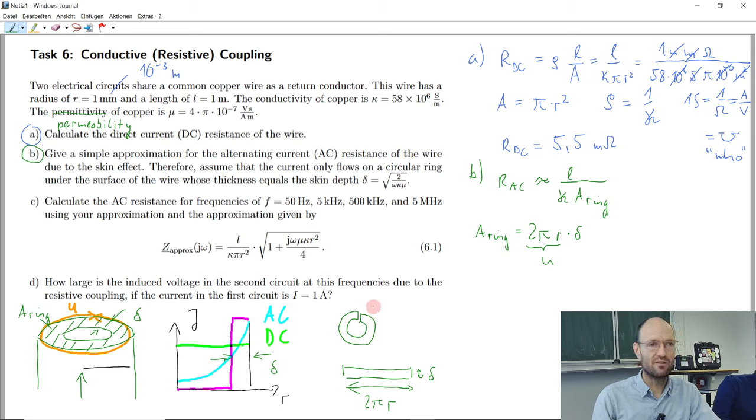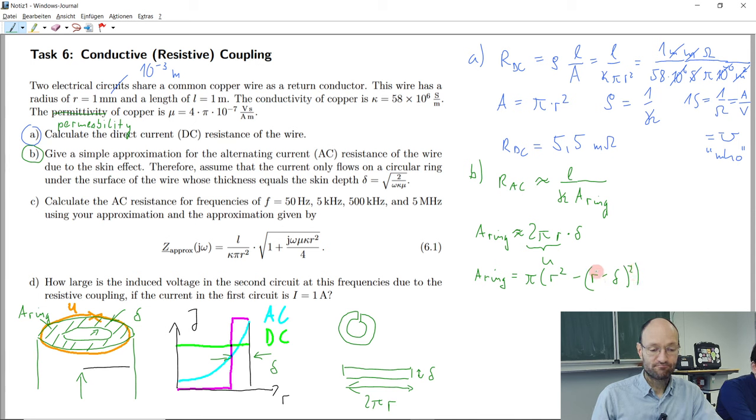Are there any other ideas how to calculate the area of this ring? Yeah, we could say the full, large circle minus the small circle. And we could also say the area of the ring, more exactly, would be pi times the large radius squared minus the inner radius squared, and the inner radius would be R minus delta, and this squared.